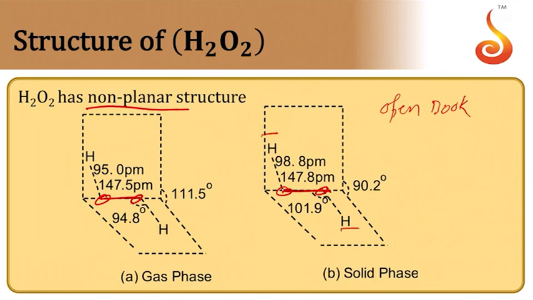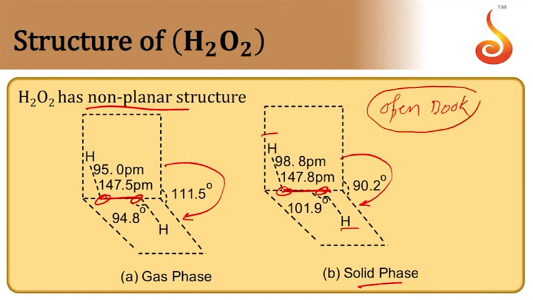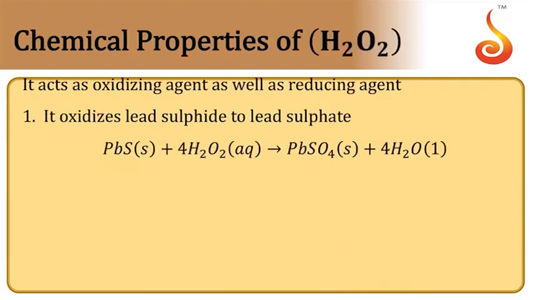The dihedral angle depends upon the state. In the solid phase the dihedral angle is 90 degrees, and in the gas phase it is 111.5 degrees. So the structure is non-planar, known as the open book shape. The spine contains 2 oxygen atoms, the leaves contain hydrogen atoms, and the dihedral angle is not the same in both phases. In the solid phase it is 90.2 degrees, and in the gaseous phase it is 111.5 degrees. This is regarding the structure of H2O2.